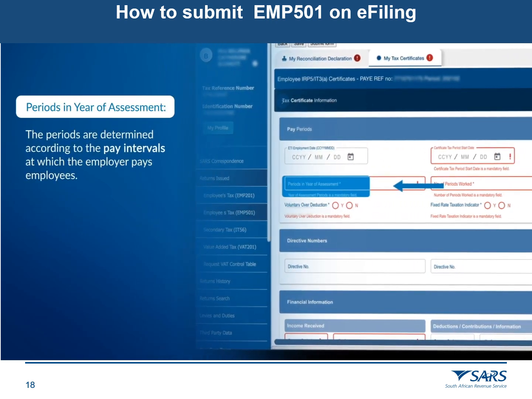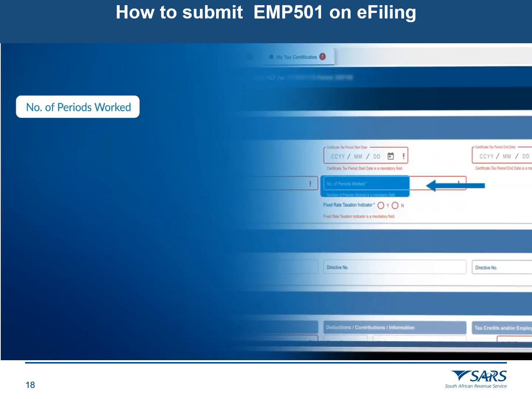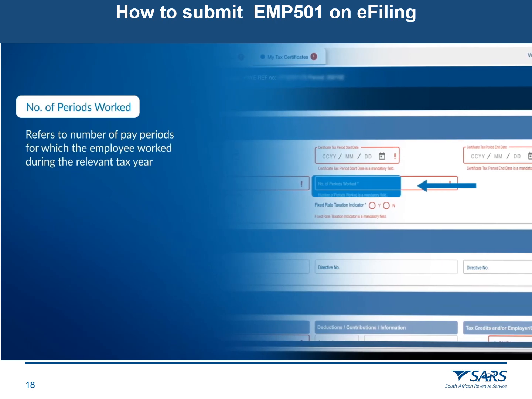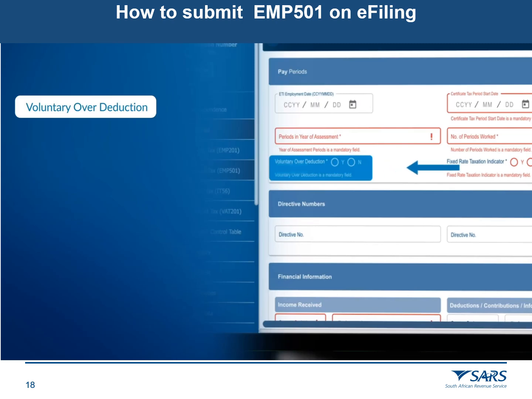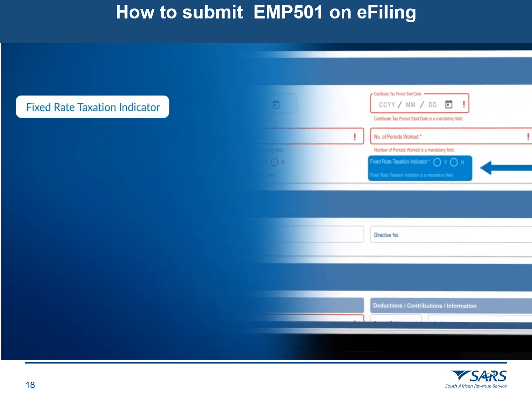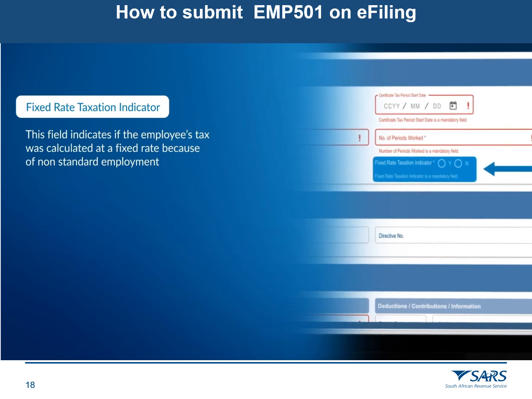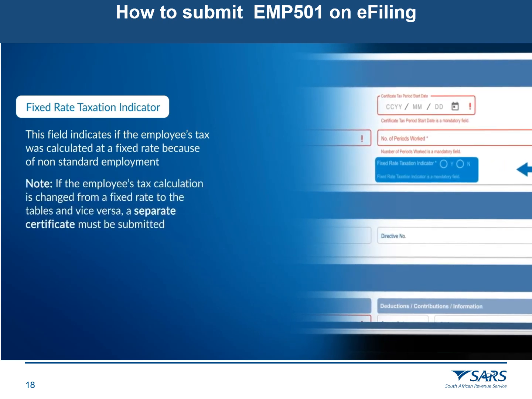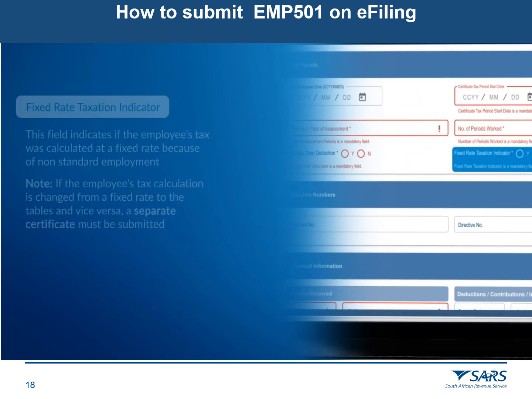The periods are determined according to the pay intervals at which the employer pays employees. Number of periods worked refers to the number of pay periods for which the employee worked during the relevant tax year. Voluntary over-deduction. This field indicates if the employee requested over-deduction of PAYE. Fixed rate taxation indicator. This field indicates if the employee's tax was calculated at a fixed rate because of non-standard employment. Note: if the employee's tax calculation is changed from a fixed rate to the tables and vice versa, a separate certificate must be submitted.